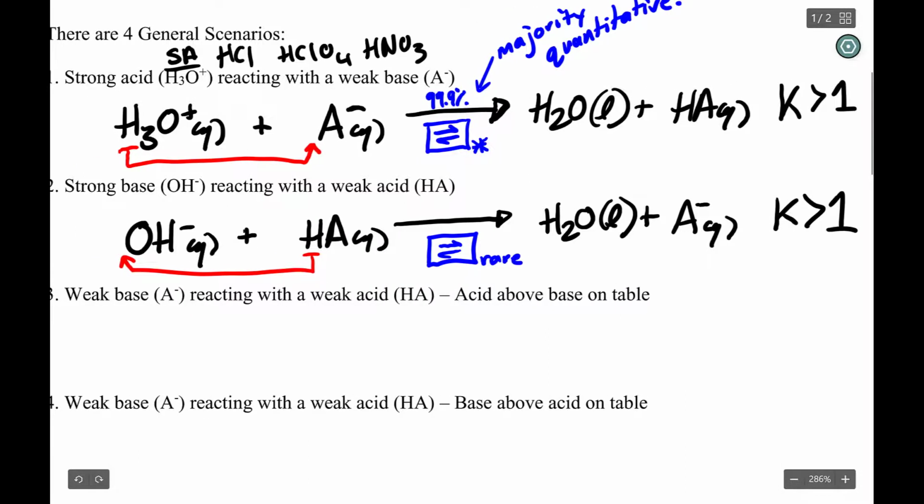But on a few rare occasions, this will actually be in equilibrium and favor the products. We do not need to know when it is in equilibrium anymore. It used to be part of the curriculum, but no longer.